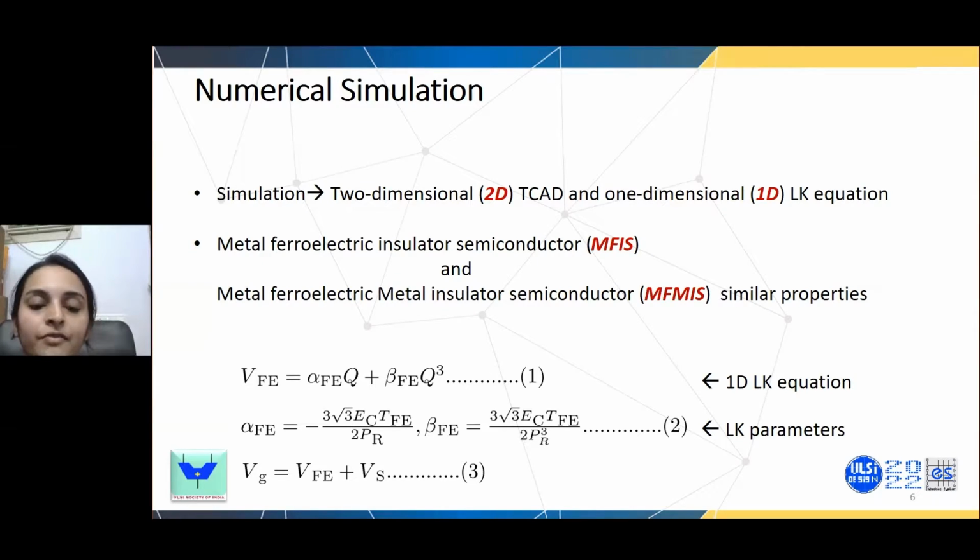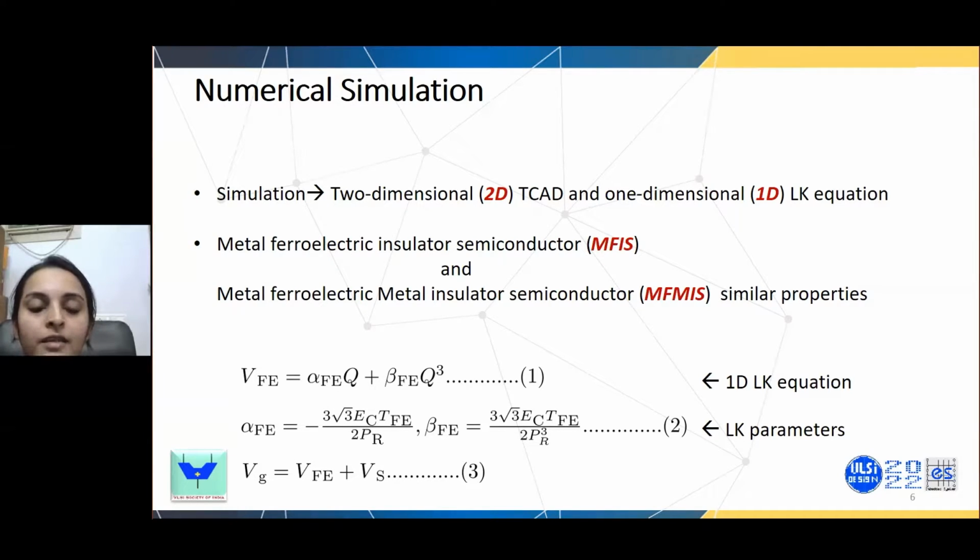Equation 1 gives the ferroelectric drop, the voltage drop across the Fe layer, where alpha Fe and beta Fe are the LK parameters. Its values are given in equation 2. Q is the charge density, where alpha Fe in the term is a negative term. So this VFE will always be negative. And EC, TFE, PR are the coercive field, thickness of the Fe layer, and the remnant polarization respectively of the Fe material.